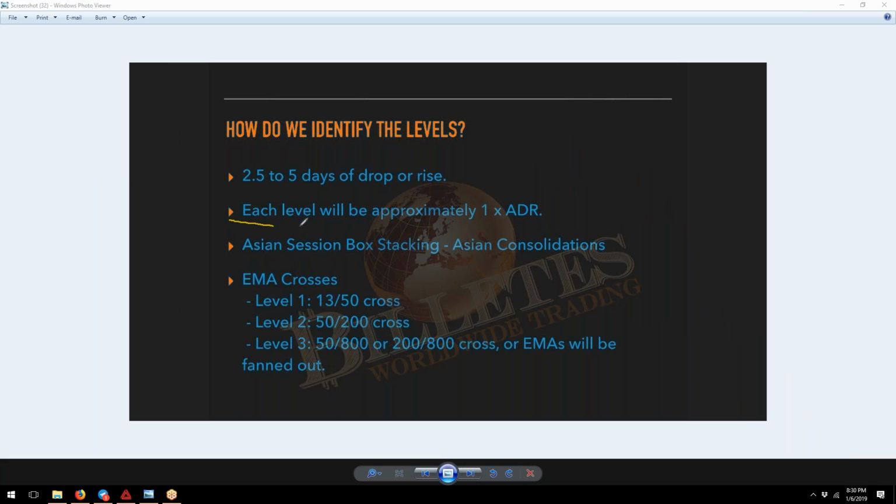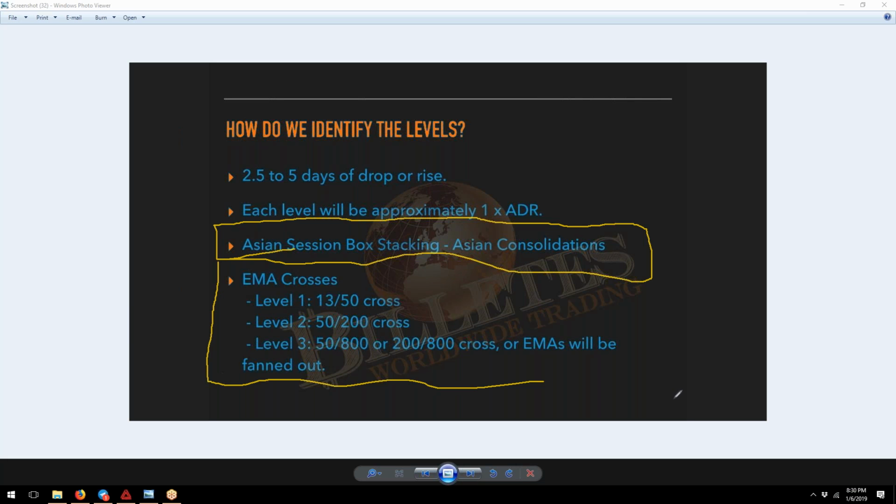That's why each level will be approximately 1 times ADR. You can use the Asian session boxes, the indicators that separate each session. You can use the Asian session boxes, how they're stacked up on each other. I'll show you examples of it. Or the other one that I like to use too is the moving averages.